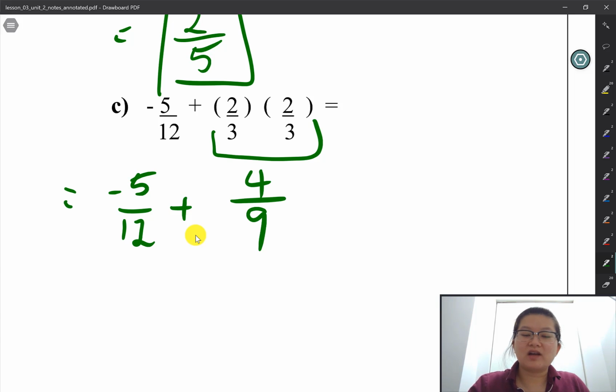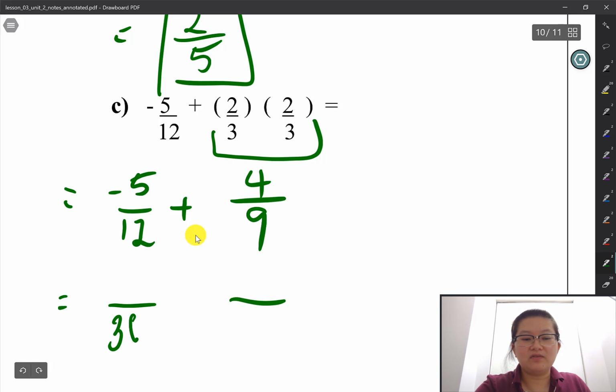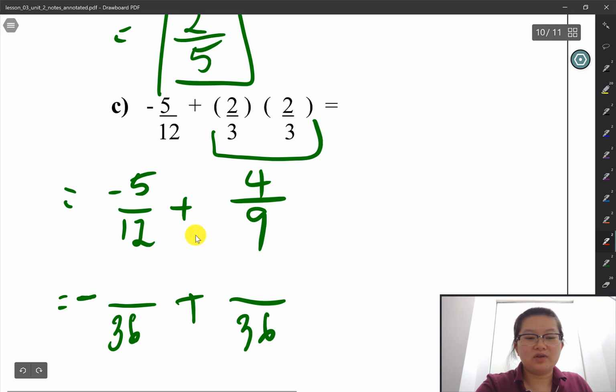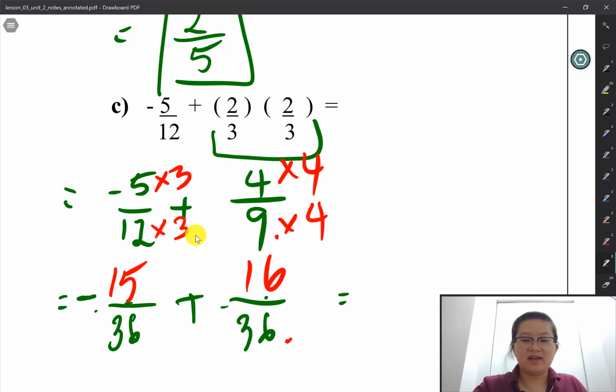So again, the lowest common multiple between 12 and 9 is going to be 36. Don't forget the first one is negative. To get 36, I need to multiply this by 3, and multiply the top by 3, which is going to give me 15. 9 to 36, multiply by 4. I multiply the top by 4 as well. After I add the two, this is negative 15 plus 16. I have one extra positive than negative. This is going to be 1 over 36.